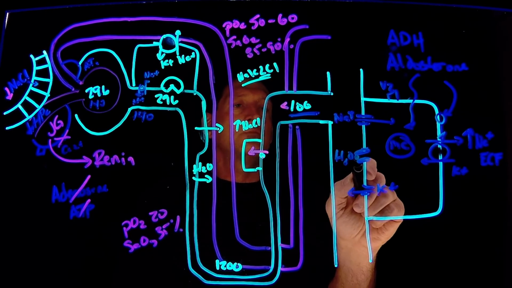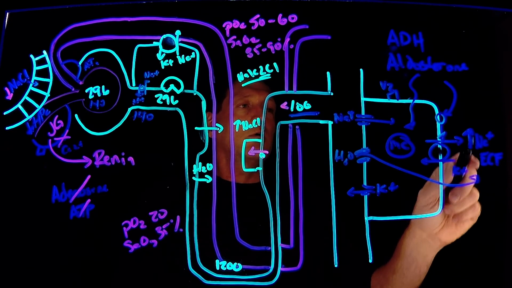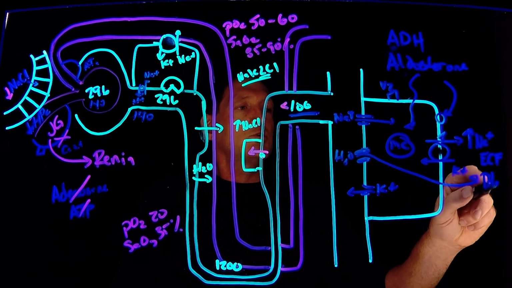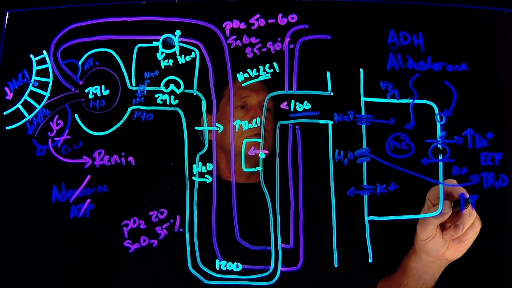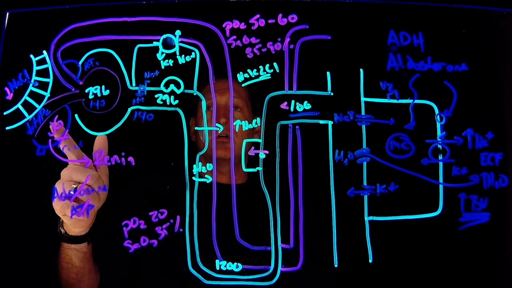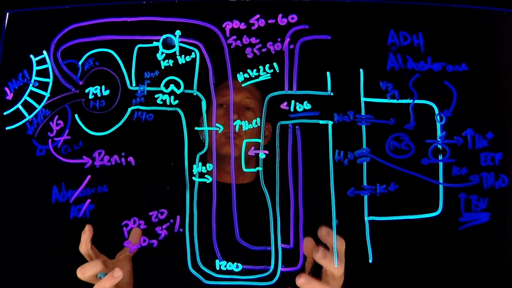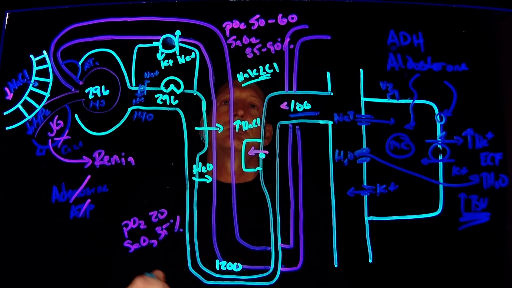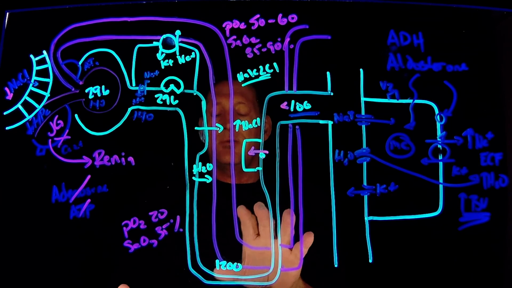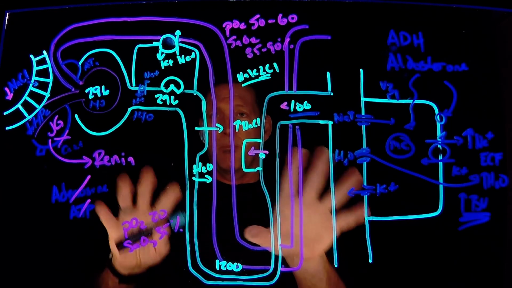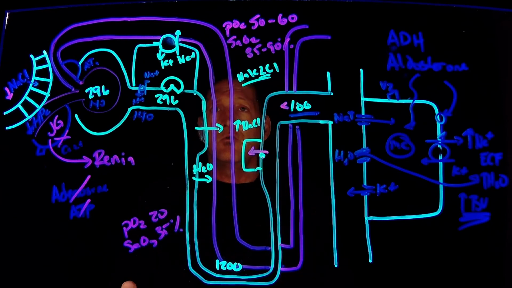Now I have a means by which to get water back in here also. So I'm increasing my sodium, increasing my H2O. That leads to an increase in blood volume, and that should lead to an increase in perfusion pressure. So that's how the kidney protects itself and maintains these perfusion pressures. So on the next video, we're going to show you what happens with acute kidney injury, and then also how it sets up acute tubular necrosis.